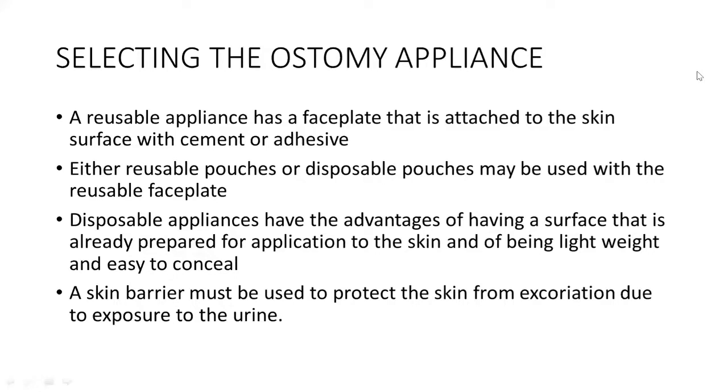A reusable appliance has a faceplate that is attached to the skin surface with cement or adhesive. Either reusable pouches or disposable pouches may be used with the reusable faceplate. Disposable appliances have the advantage of having a surface that is already prepared for application to the skin and of being lightweight and easy to conceal. A skin barrier must be used to protect the skin from excoriation due to exposure to the urine.